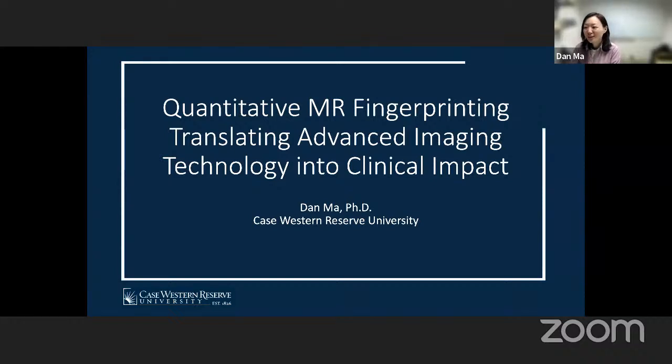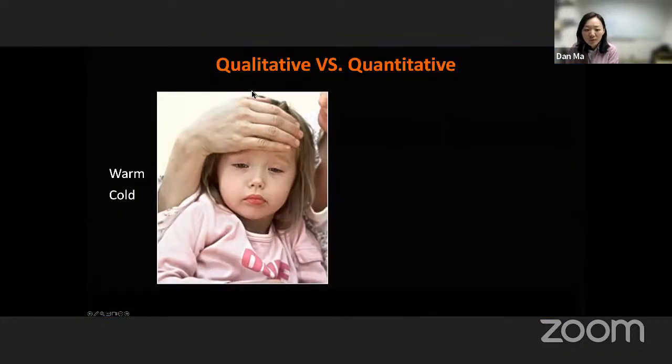So my background is in MR physics and engineering. My work focuses on MR sequence design and reconstruction and then clinical translation. Today I'm going to talk about a quantitative MR scan called MR fingerprinting. I want to first talk about qualitative and quantitative. What's the difference between qualitative and quantitative measurements?